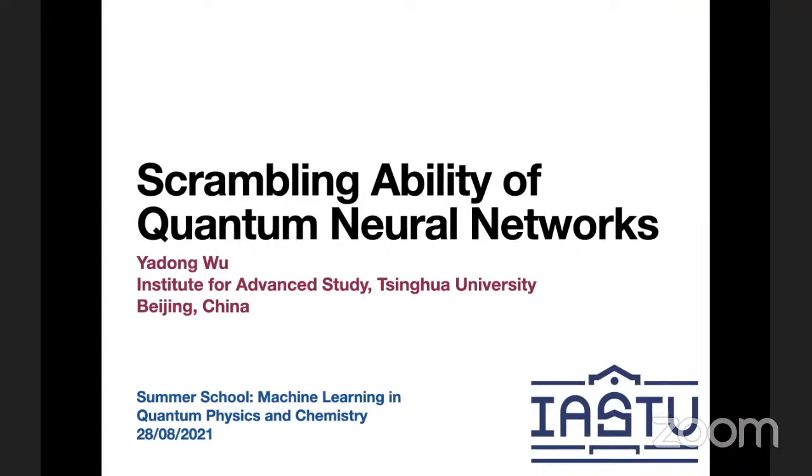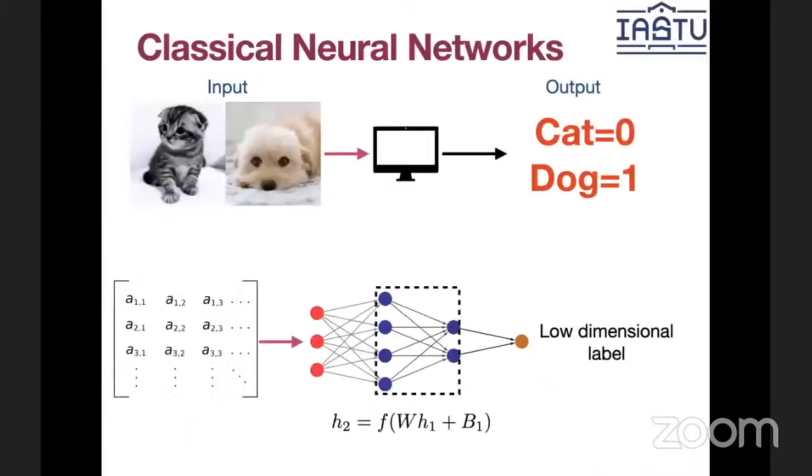Okay, thanks, Anna. And hi, good morning or good afternoon, everyone. I'm Yadong Wu from Beijing. And today I'll talk, thank the organizers for giving me the opportunity to introduce our work. I'll talk about the scrambling ability of quantum neural networks and build the connection to the machine learning efficiency. Okay, so first, suppose we are all familiar with deep learning and classical neural networks.